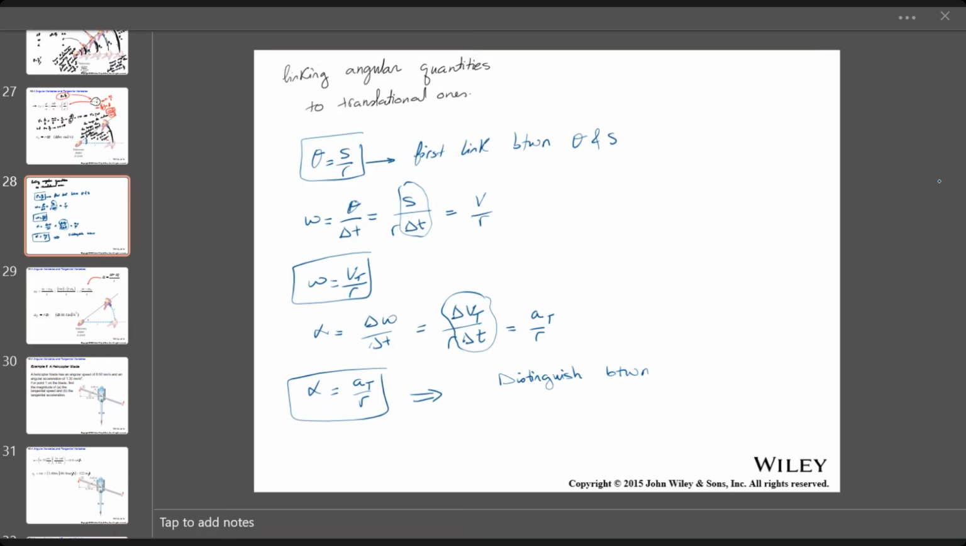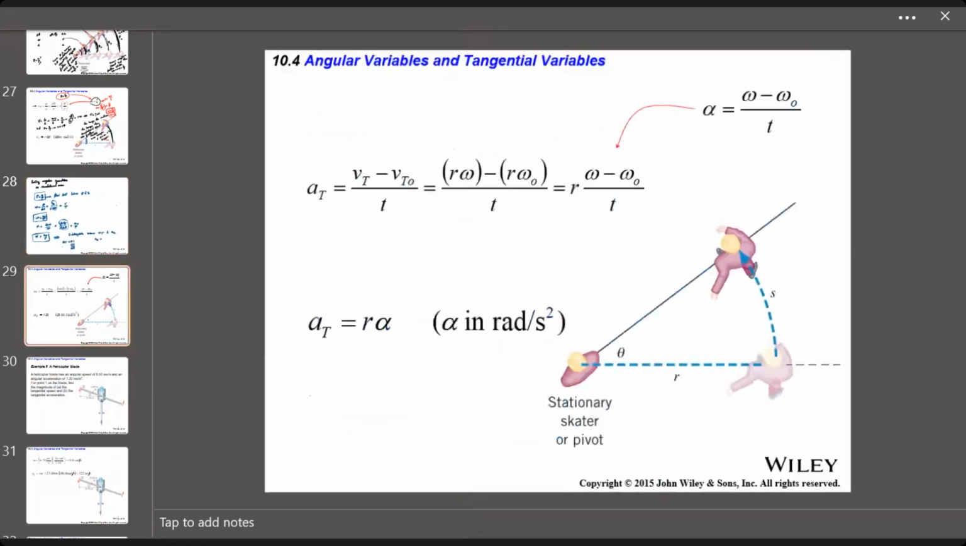Now, who can remind us of the centripetal acceleration? We talked about it in uniform circular motion. This object here, the skater, as he is moving on a circular path, I can define his centripetal acceleration.